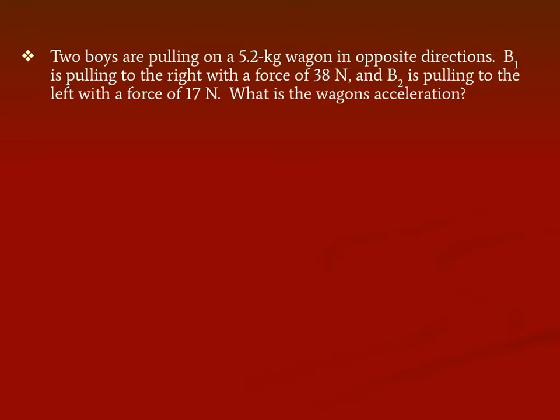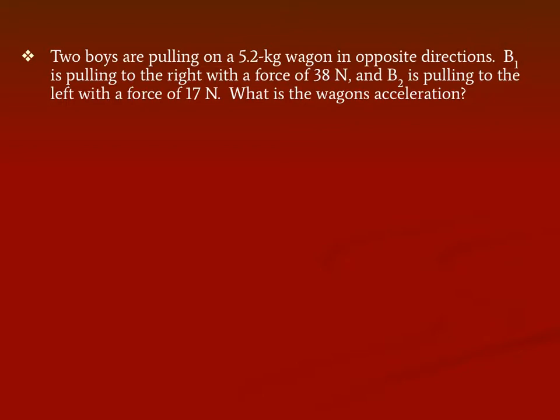2 boys are pulling a 5.2 kilogram wagon in opposite directions. Boy 1 is pulling to the right with a force of 38 newtons, and boy 2 is pulling to the left with a force of 17 newtons. What is the wagon's acceleration? Take a few minutes, see if you can do this on your own, and then we'll go over it.